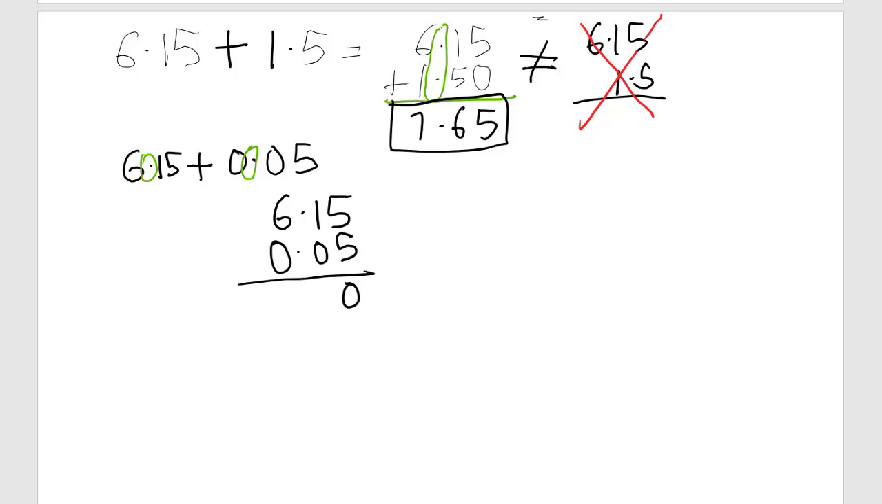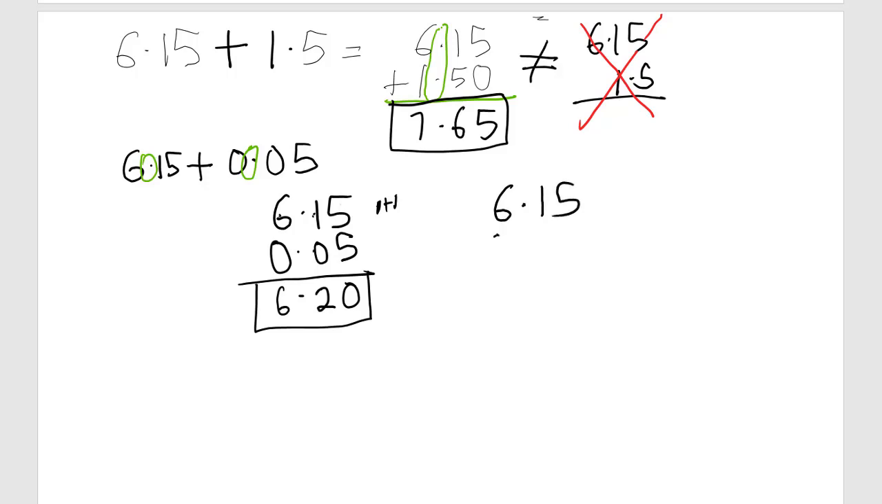So you get 5 plus 5 is 10. You write 0, carry 1. 1 plus 0 is 1, plus the 1 you carried gives you 2. Then 6 plus 0 is 6. So this is how to do addition of decimals. We'll proceed to subtraction of decimals. It's the same thing, the same arrangement.